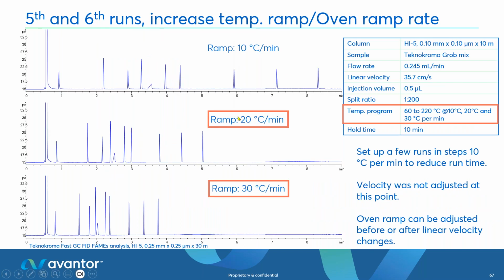So then we try increasing the oven ramp rate, and you can see it gets shorter and shorter, and this is really, really powerful. We're going from above 8 minutes all the way down to less than 3 minutes. Just to note as well, you don't necessarily have to do it in this order. You can adjust the oven ramp rate first. But just to show you, this is a very powerful way of reducing the retention time, and none of the peaks are eluting too close together either.